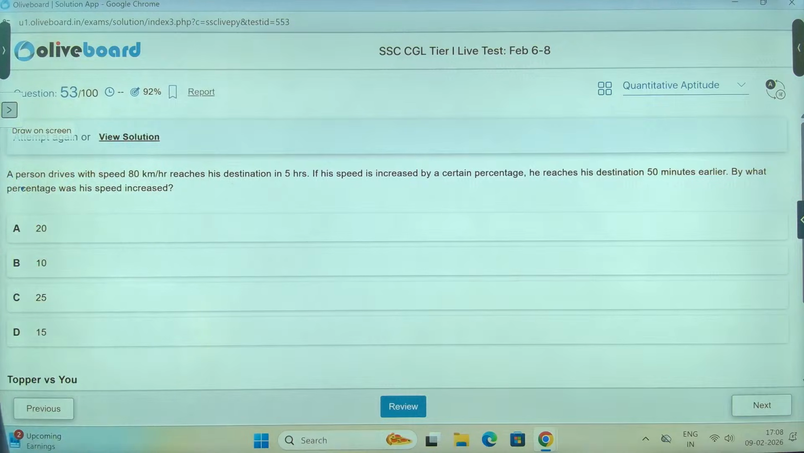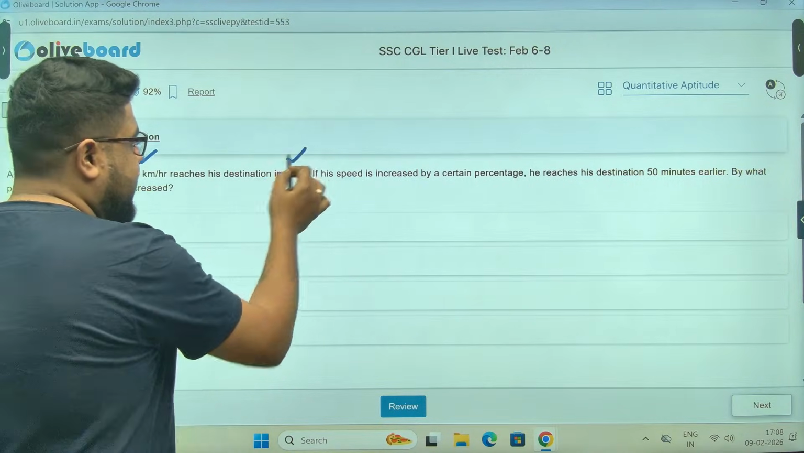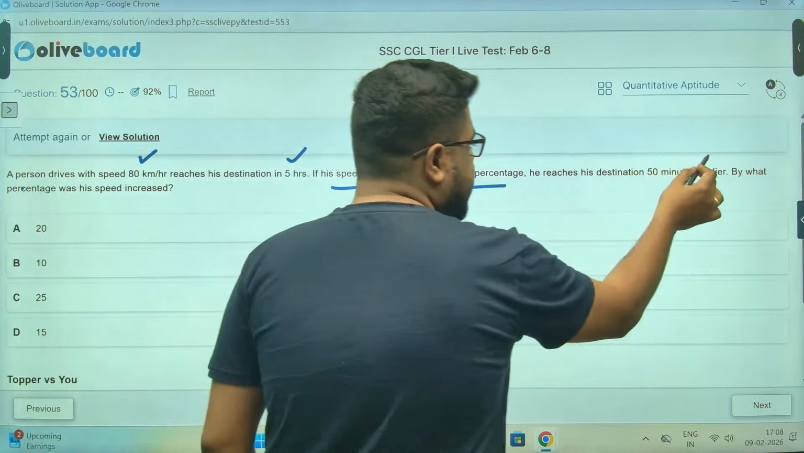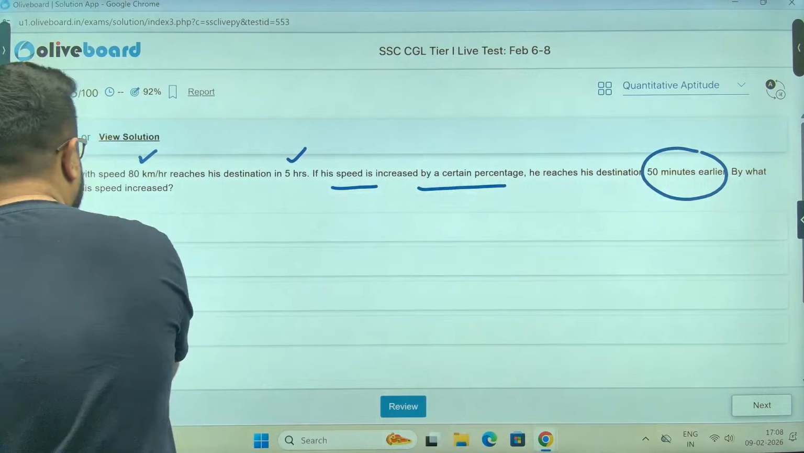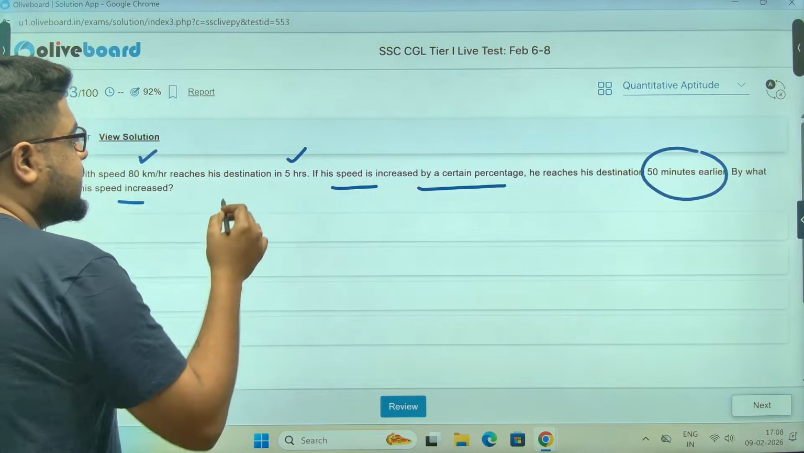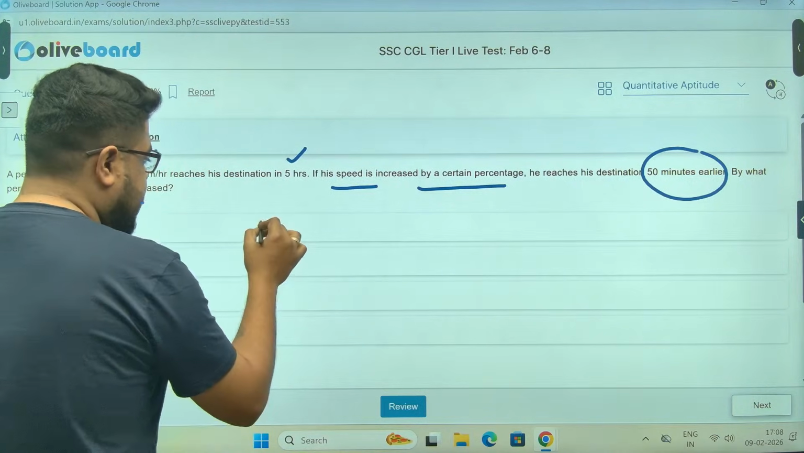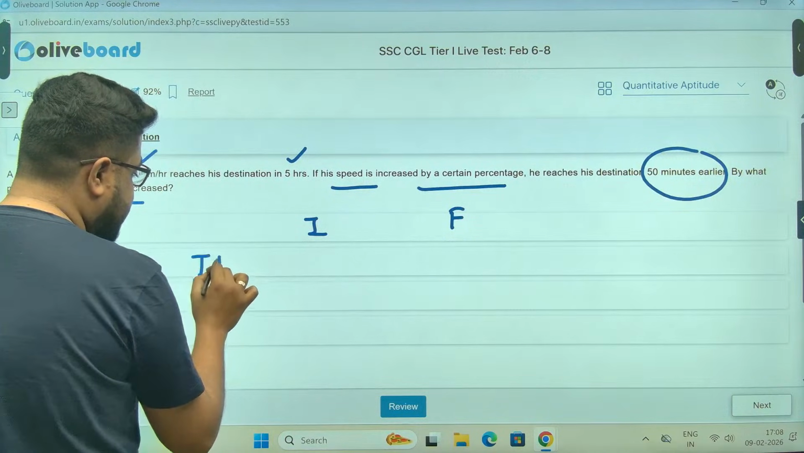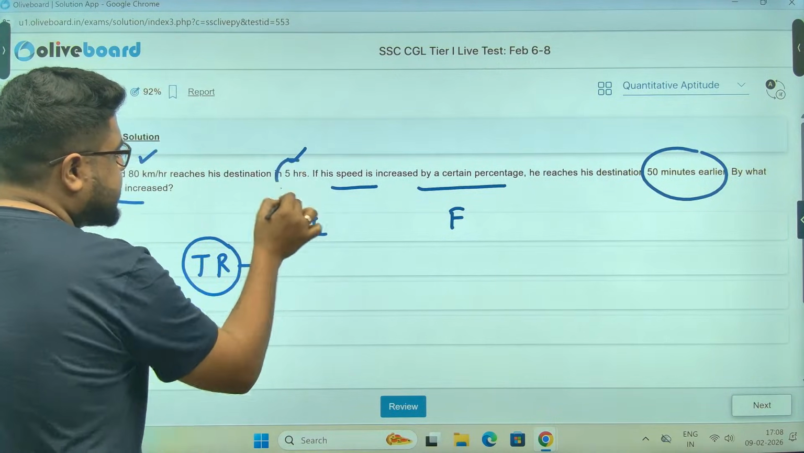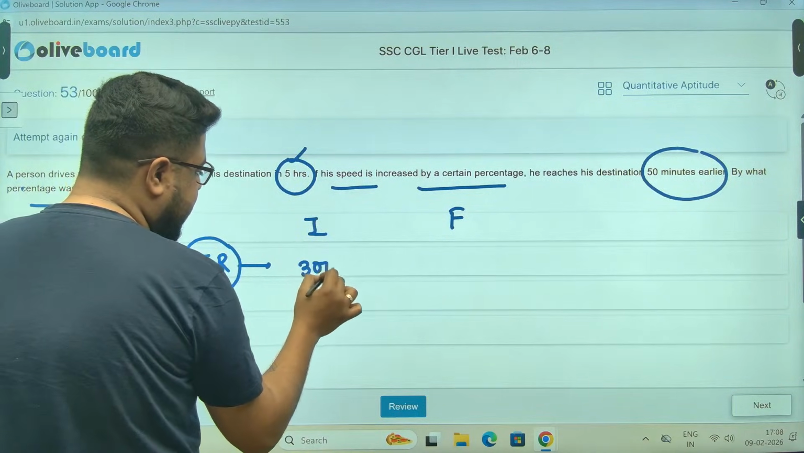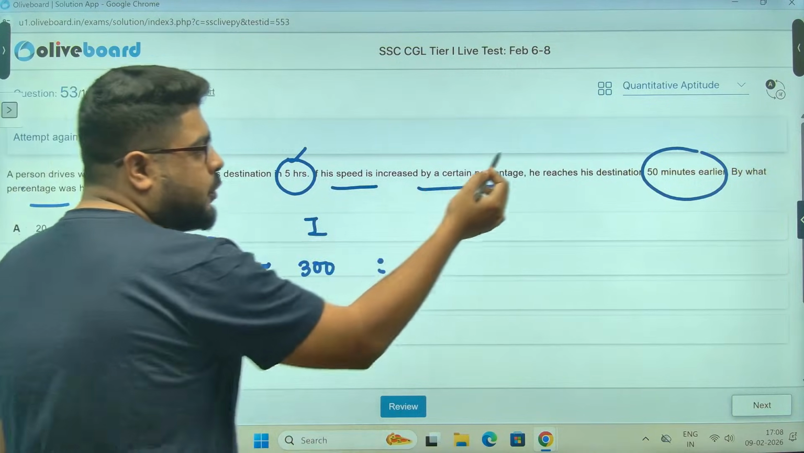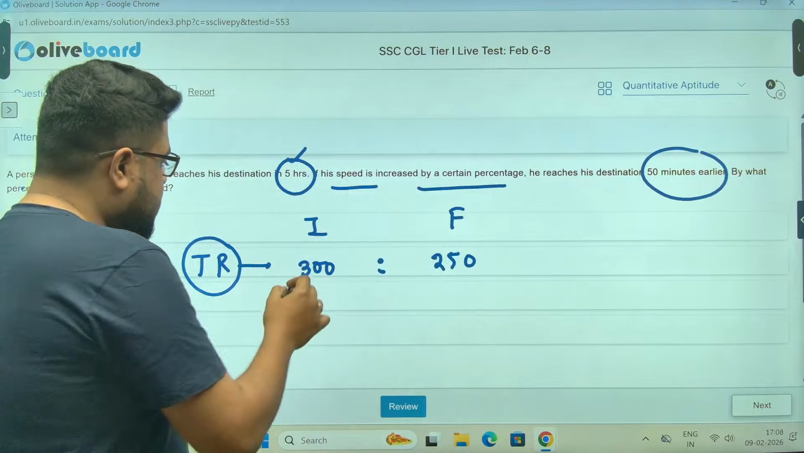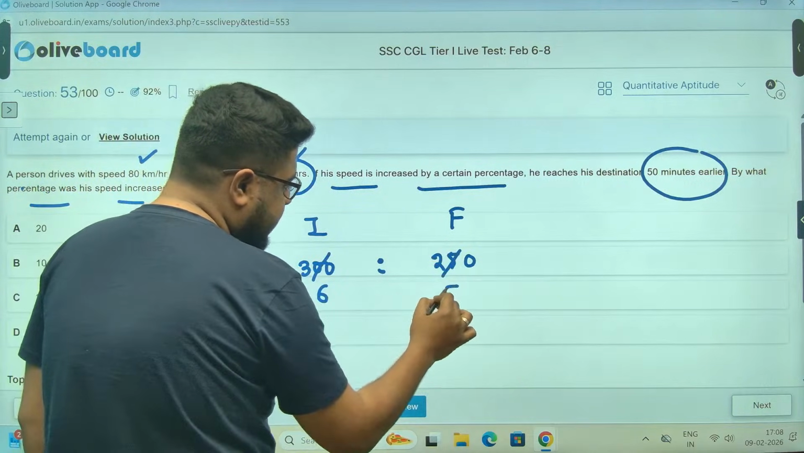A person drives at a certain speed and the time taken is this. Then the speed is increased by a certain percentage and he reaches earlier. What percentage was the speed increased? So I know the time ratio, initial and final. 5 6s are 30, meaning 300 minutes he used to take. Now 50 minutes early means he will take 50 minutes less. So this is 6, this is 5.